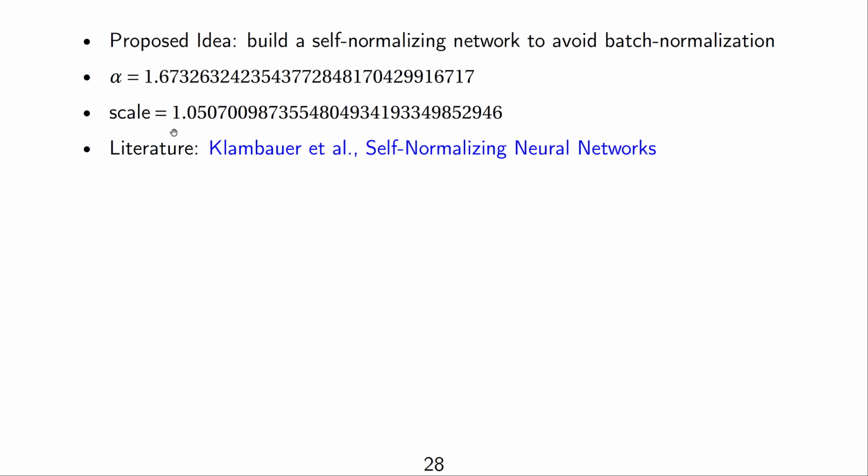And the idea here is to have something that the authors call self-normalizing neural networks. The authors argue that using this particular activation function with these very specific parameters leads to a network that has good properties and that actually does not need some of the complicated normalization layers such as batch normalization.